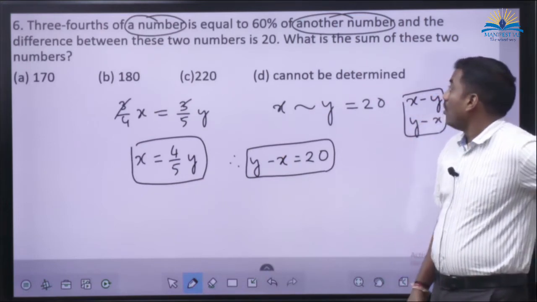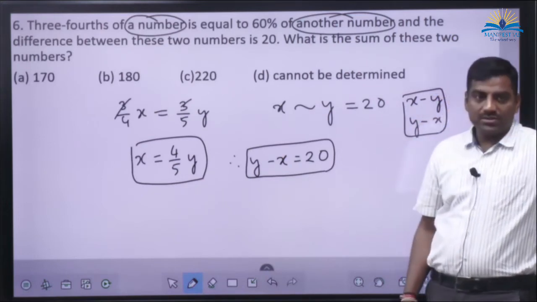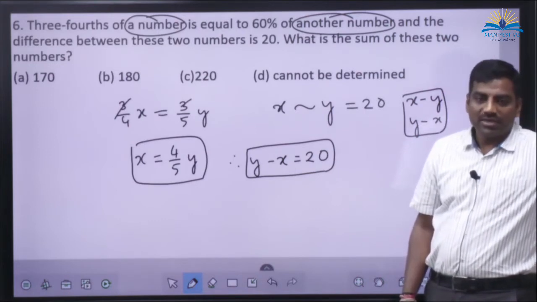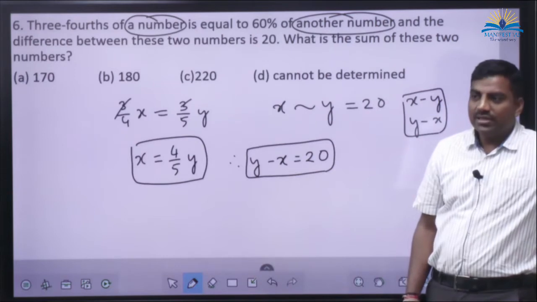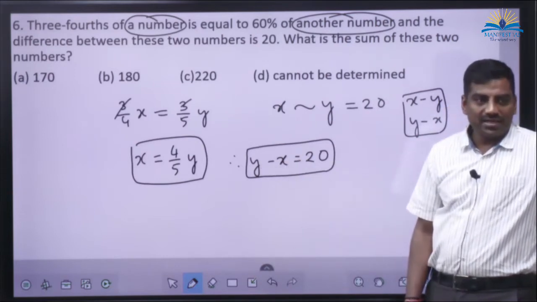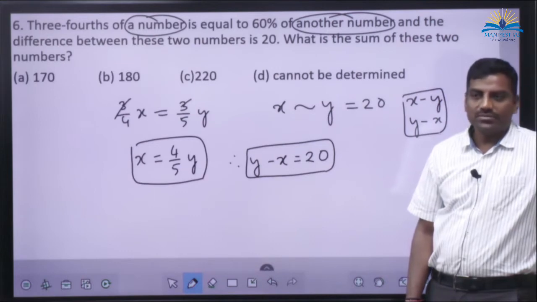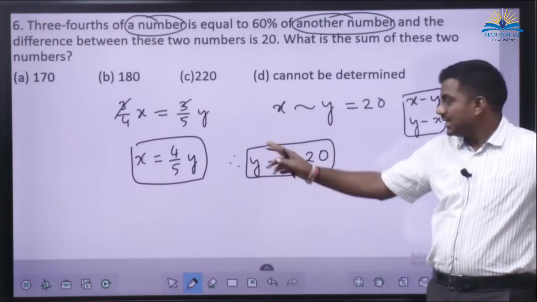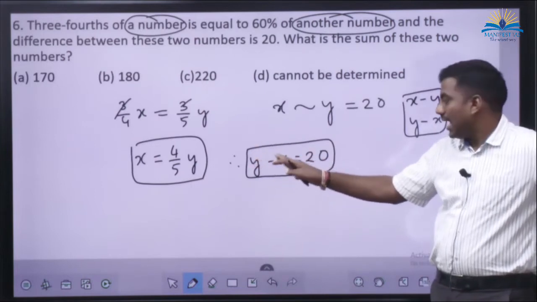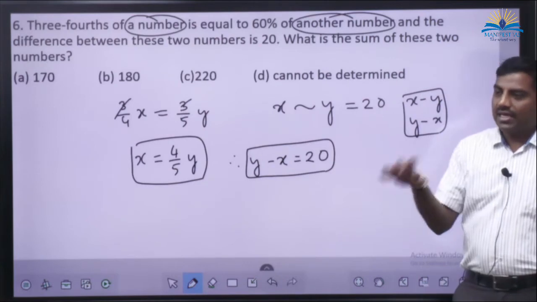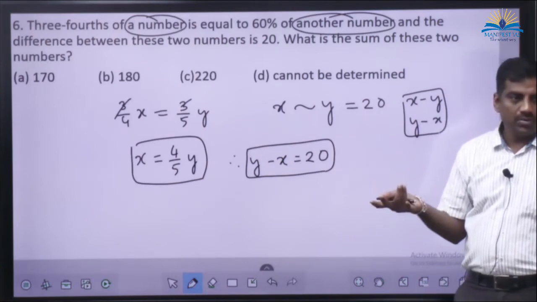They are asking, what is the sum of these two numbers? Again, which two numbers? X and y. From these two equations, can I get the values of x and y? These are two equations, no? X is equal to 4 by 5y and y minus x is equal to 20. Take any equation and solve.